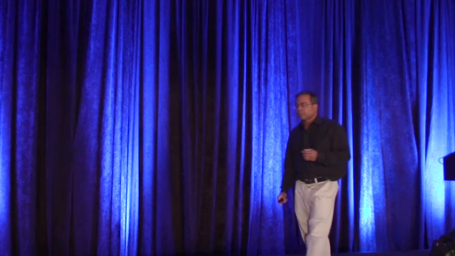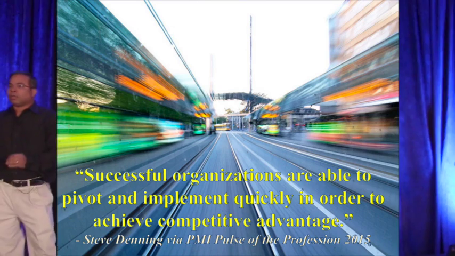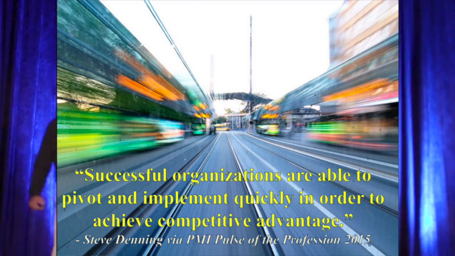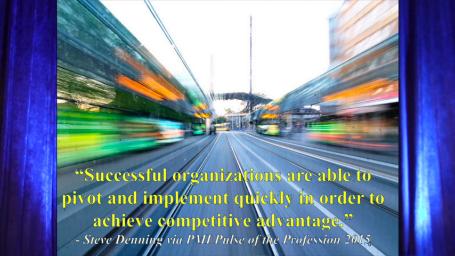He's on the board of the Scrum Alliance, and he writes. He's a prolific writer. He blogs for Forbes.com. And in a recent publication, this is from the PMI, the Project Management Institute, Steve Denning says, successful organizations are able to pivot and implement quickly in order to achieve competitive advantage.